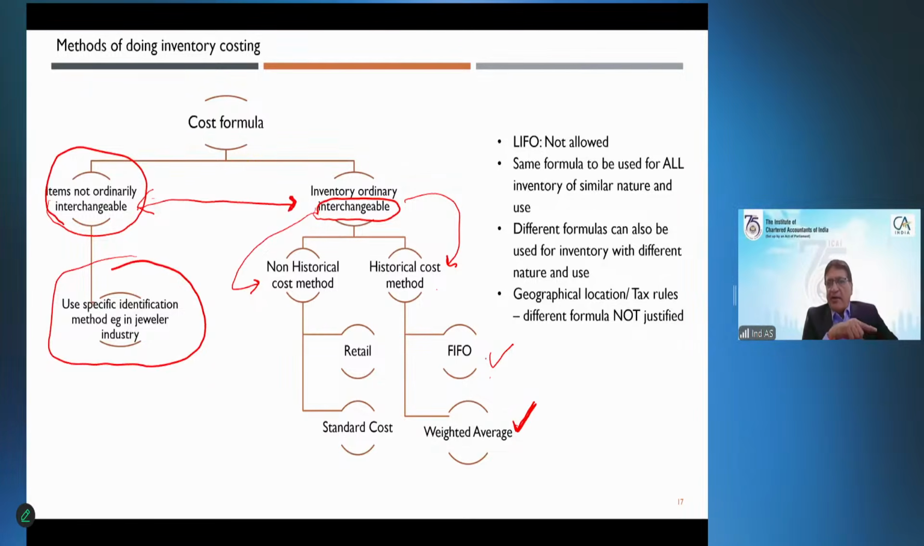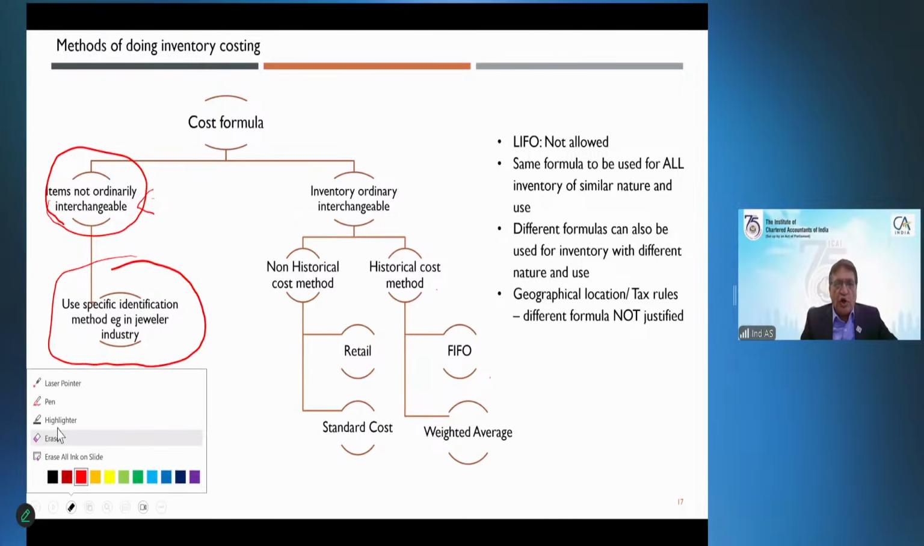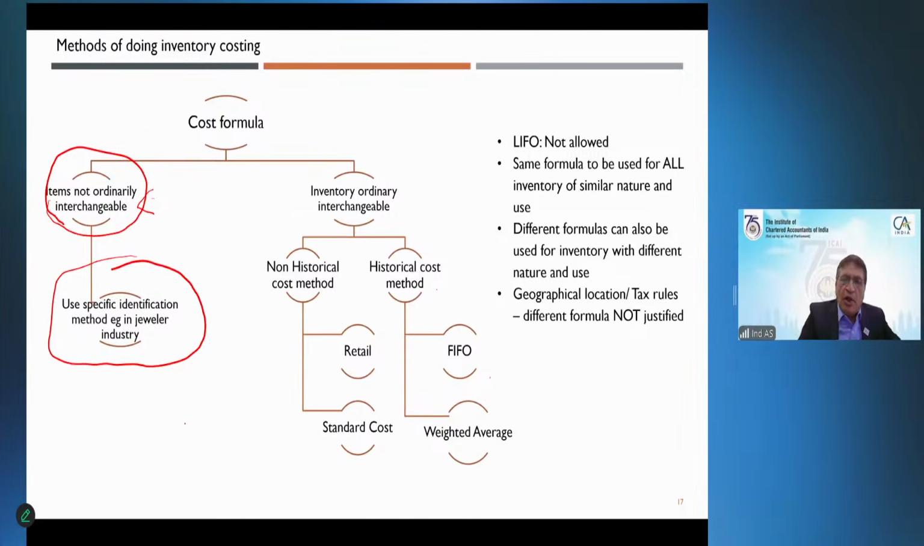I have done nothing in that. It is basically the cost that is available in my books of account. But the calculation can be done either by FIFO or weighted average. Friends, in case of the non-historical method, many industries follow the method called the standard cost method. What happens is, it is very difficult to find weighted average at every iteration, or it may also be very difficult to find FIFO basis and allocate cost to each and every item.